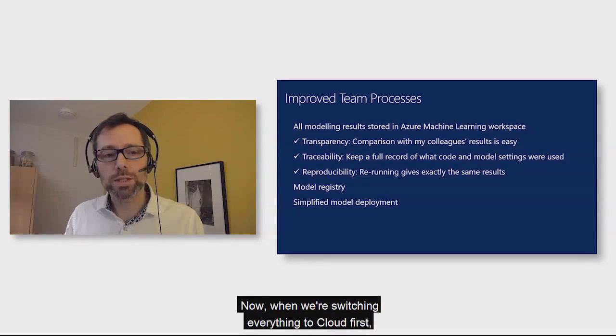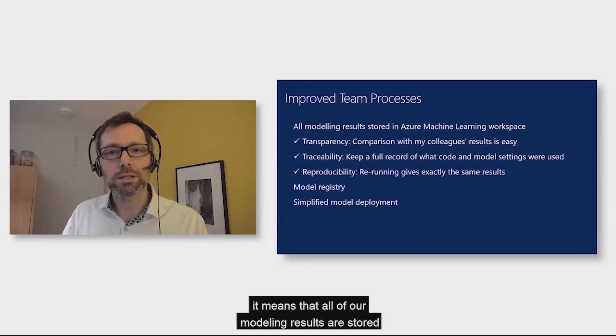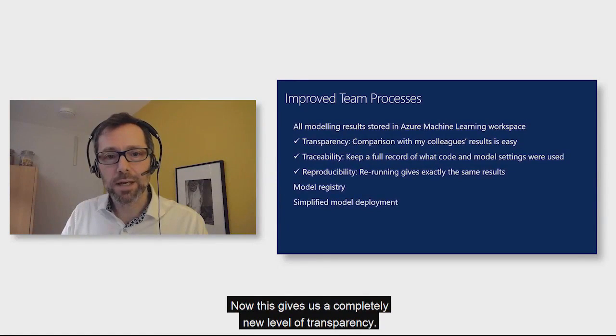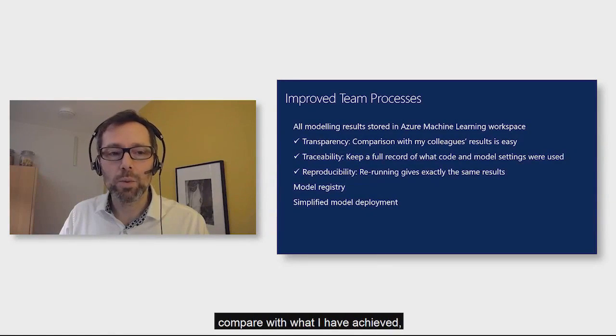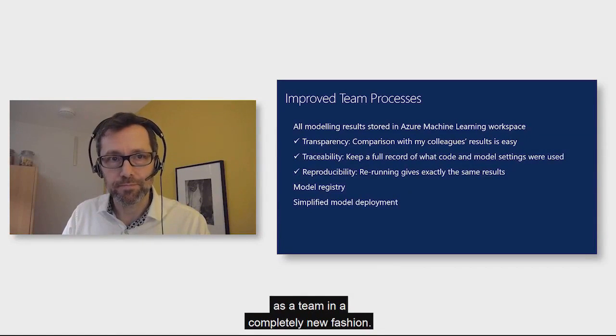Now, when we're switching everything to cloud first, it means that all of our modeling results are stored inside of an Azure Machine Learning workspace. And now this gives us a completely new level of transparency. I can now just take any of my colleagues' results, dig in, compare with what I have achieved. And so we are really able to push forward as a team in a completely new fashion.